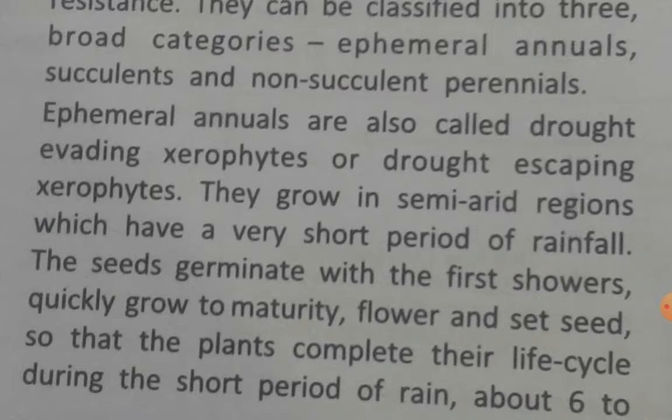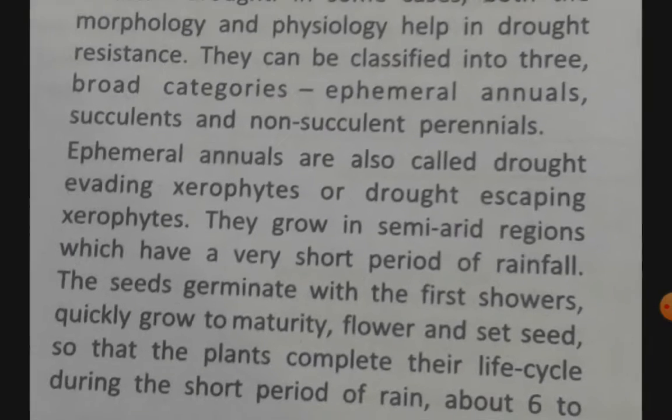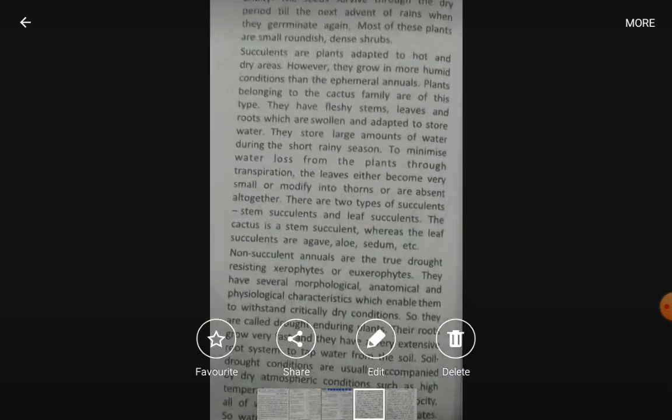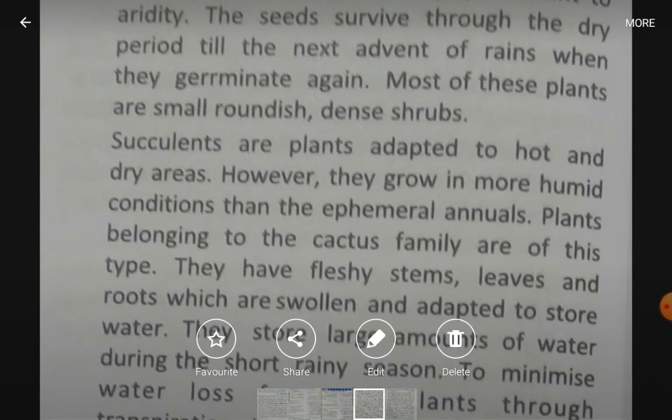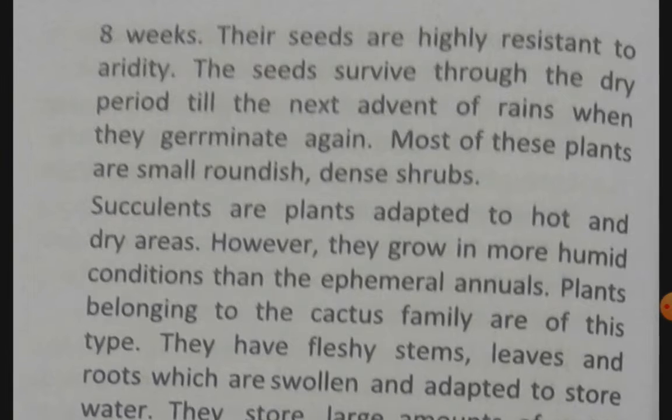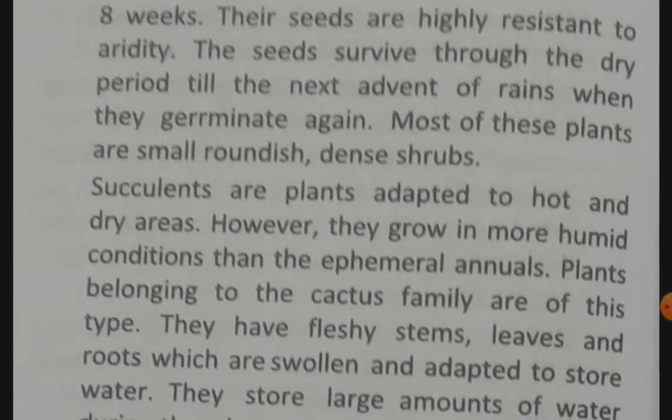completes its life cycle during the short period of rain, about 6 to 8 weeks. Their seeds are highly resistant to aridity. The seeds survive through the dry period till the next advent of rains, when they germinate again. Most of these plants are small, roundish, dense shrubs.